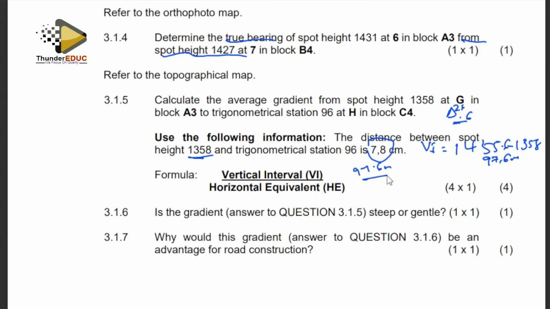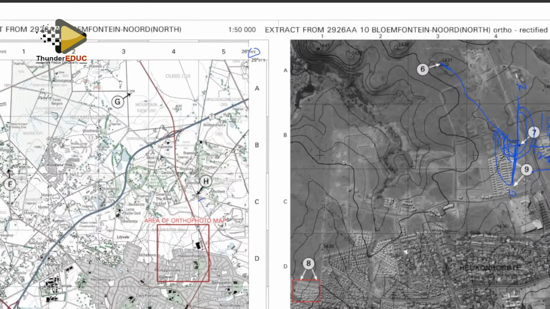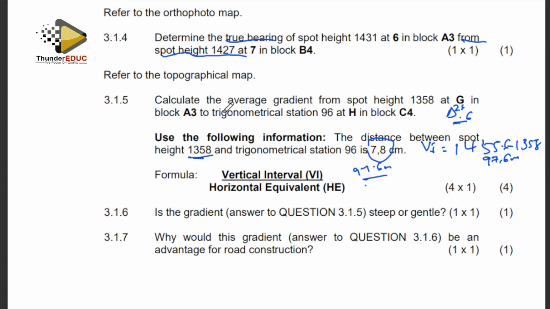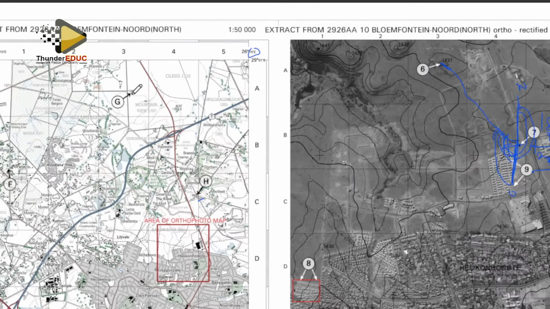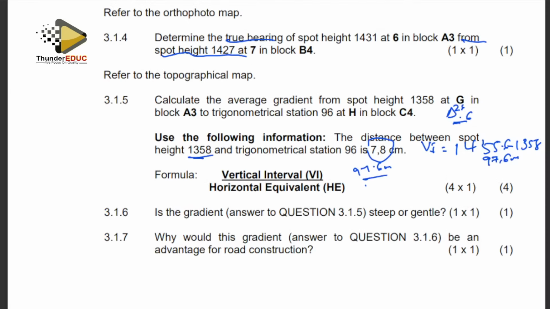So you come here, so we have 97.6 meters over. What is the distance between the two? If they have not given you the distance, what do you do? You measure from those two, from this to the spot height. The spot height is in which block? According to this question, the spot height is G, in block A3. So this is the spot height. So you just measure the distance from here to here, in centimeters, and then you convert. The good thing is that in this question the distance was given.